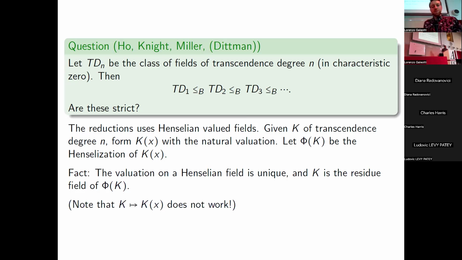You have to actually do something more complicated. Just going from K to K(X) doesn't actually work. You can have two different fields that give the same field when you adjoin a new indeterminate. This is something about being stably rational. It's very hard algebraic geometry to make this example.